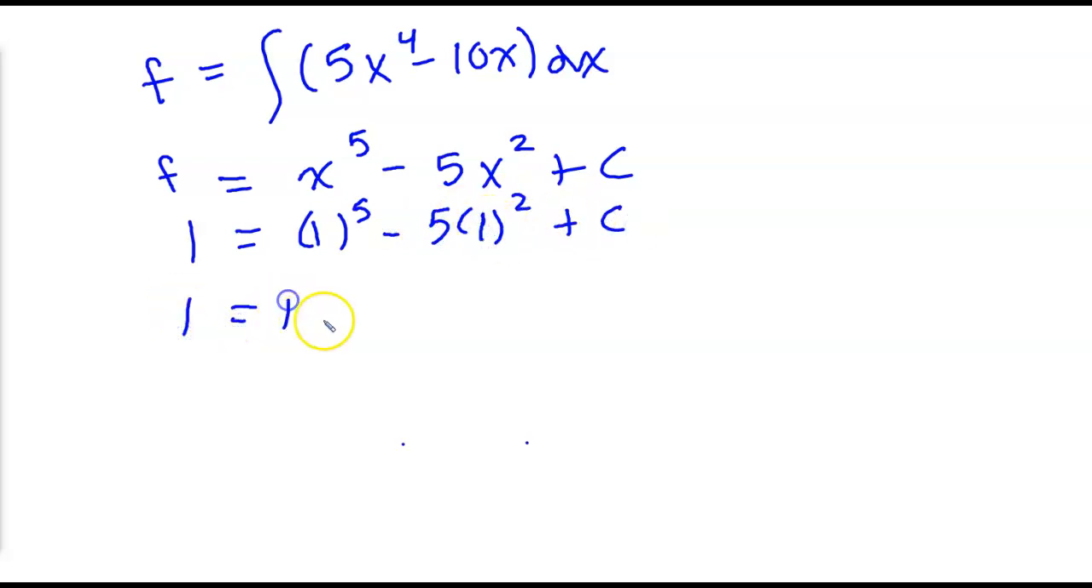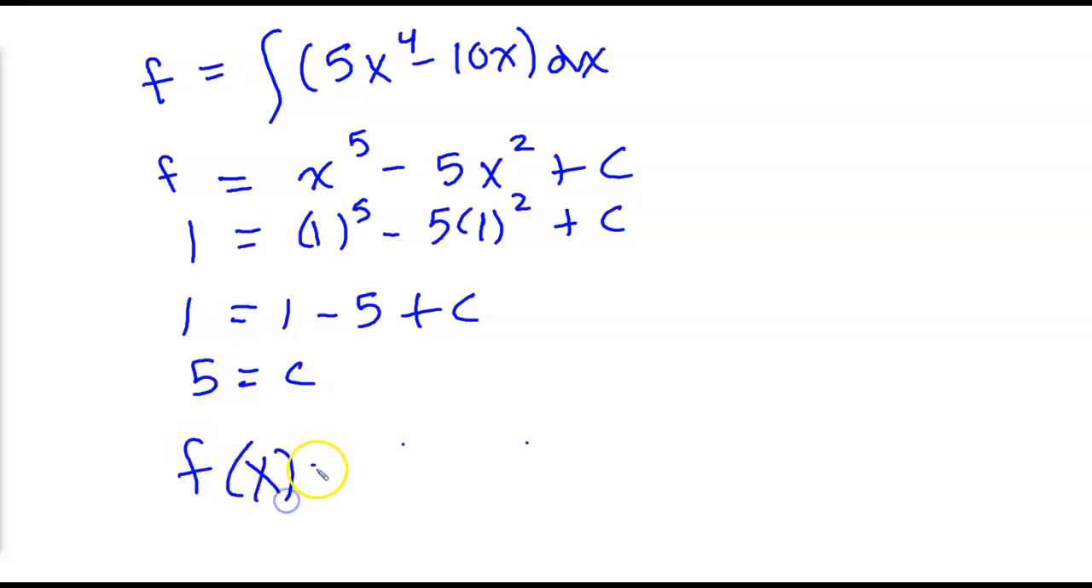And if I evaluate this, this is going to be -4. If I add 4 over, I get 5. So my final answer for my function f of x is going to be x to the 5th minus 5x squared plus 5.